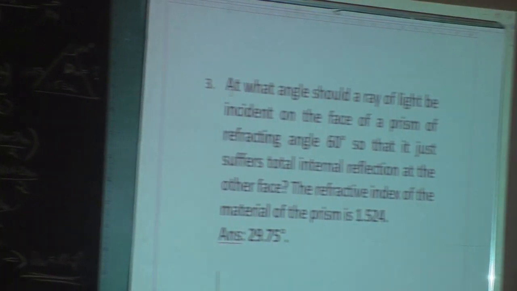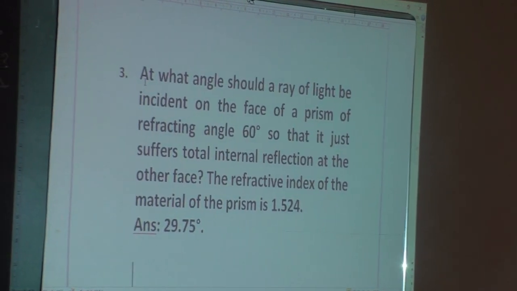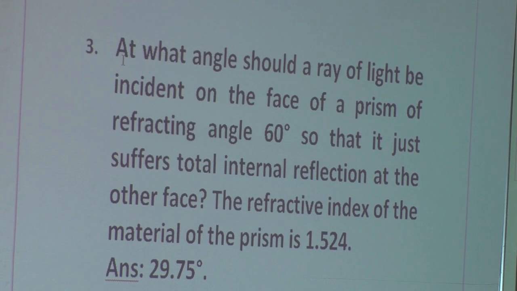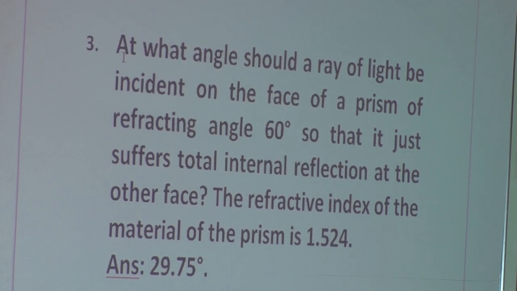At what angle should a ray of light be incident on the face of a prism of refracting angle 60 degrees so that it just suffers total internal reflection at the other face? Refractive index of the material of the prism is 1.524. It is just like the problem we had seen earlier. What is the angle of incidence on the first face so that the ray retraces the path after reflecting from the silvered other face?